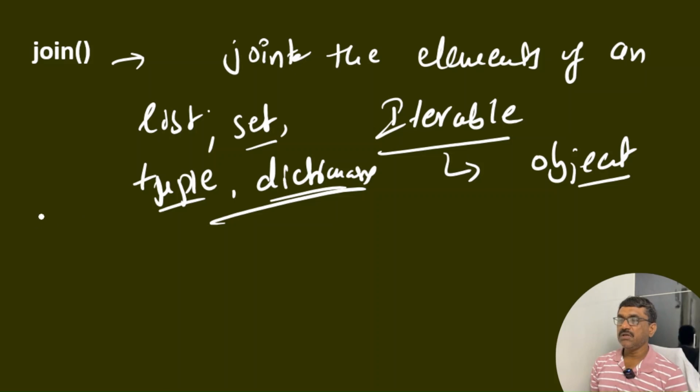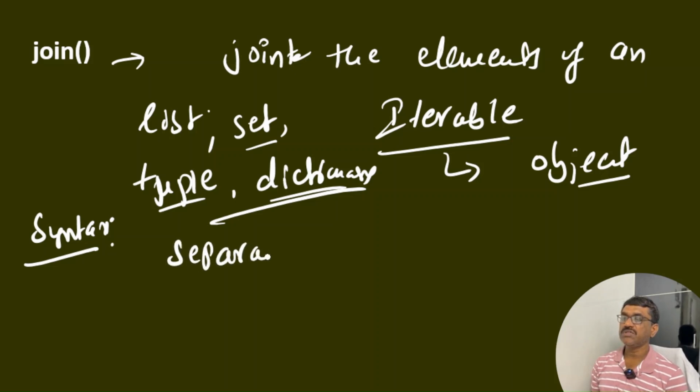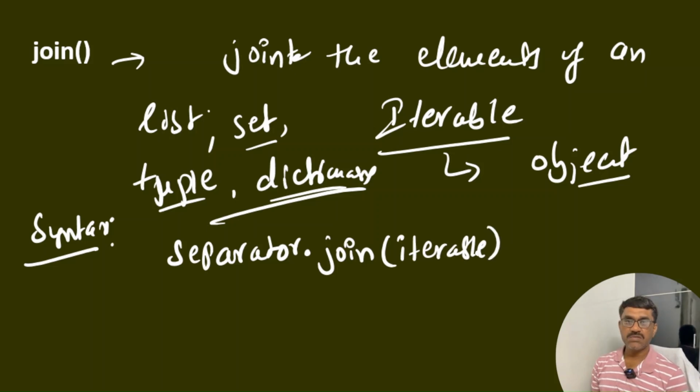So what is the syntax? How can we use the join? You have to use the separator. First thing you have to mention the separator, dot. After mentioning the separator, you have to use the method join. In brackets, you have to mention the iterable. It can be a list, a set, a dictionary, right? It can be a tuple.